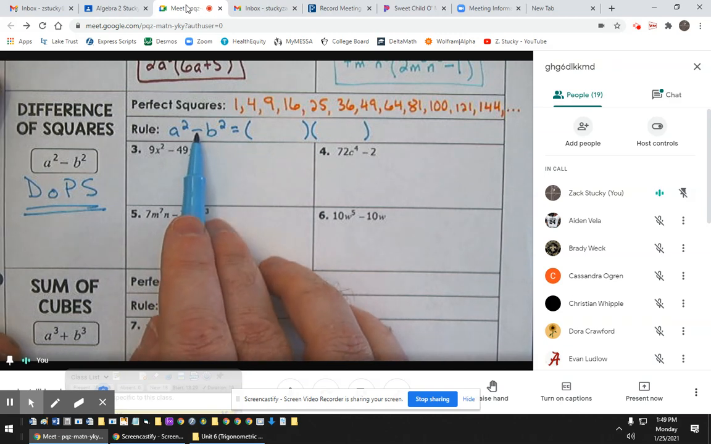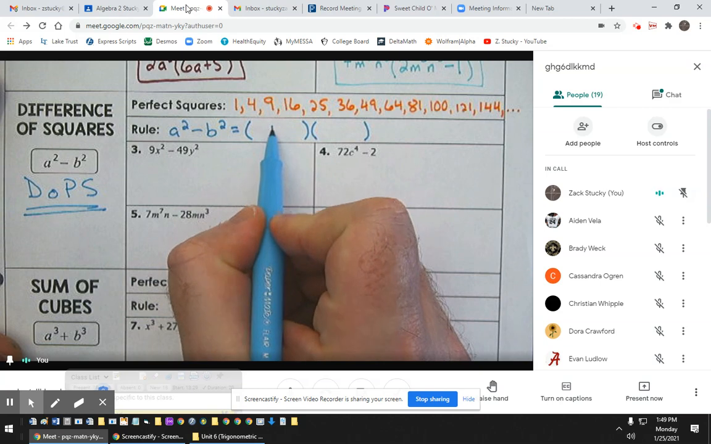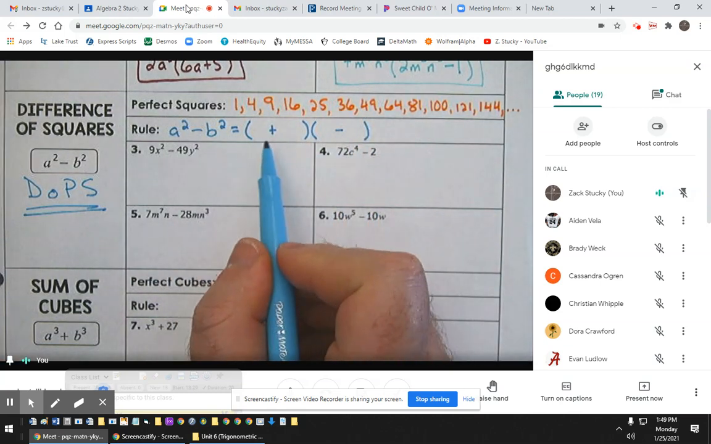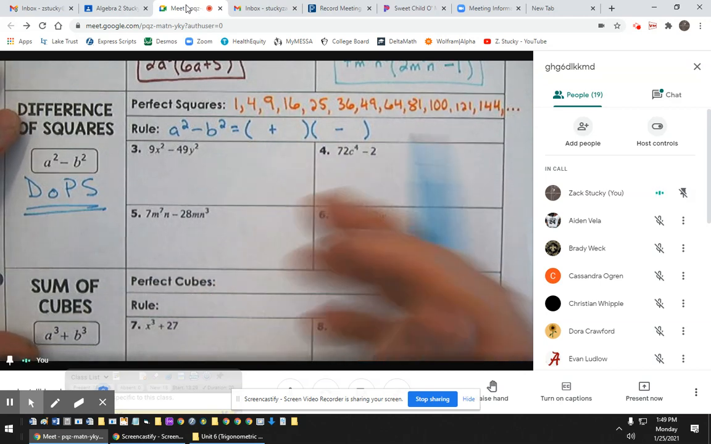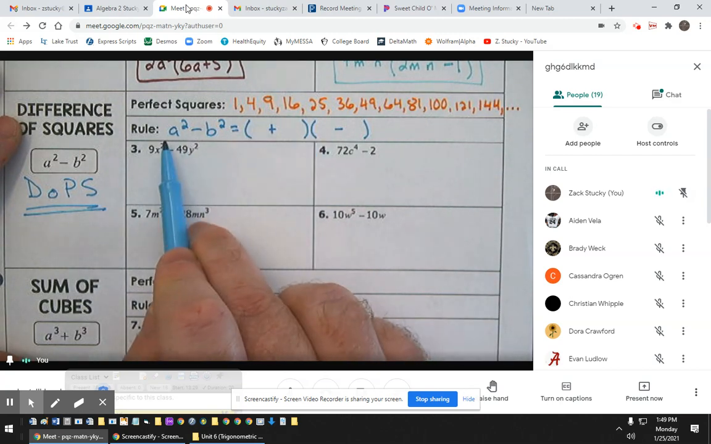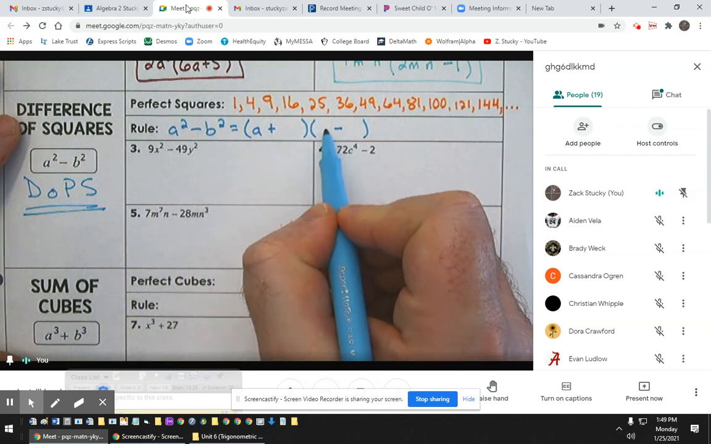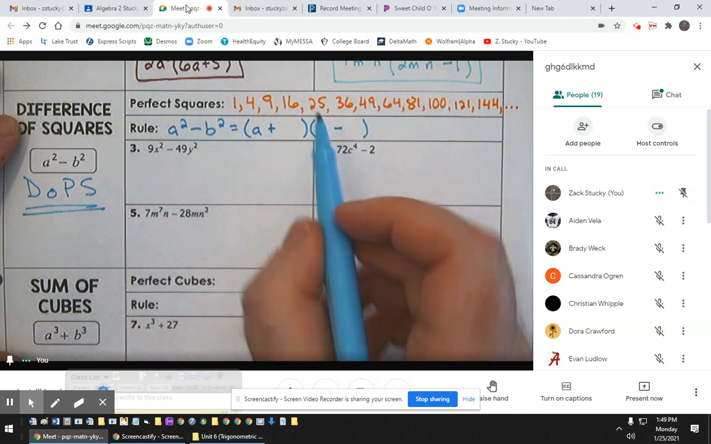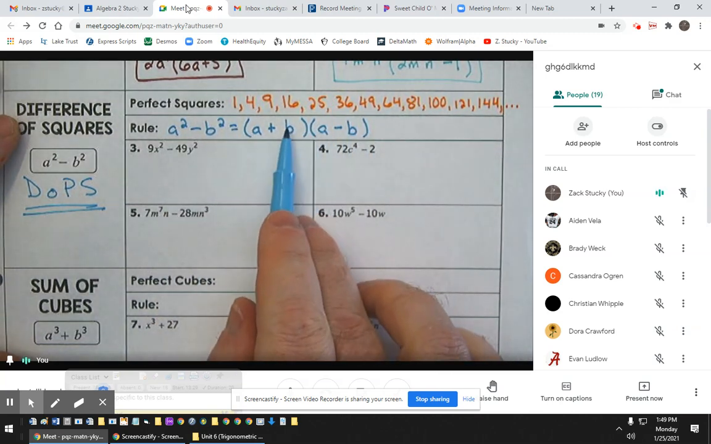Now, when it's dopes, does anybody remember what happens to the signs? One is a positive and one negative. Now, you don't have to put the positive one first. You can put the negative one first. That's fine. Now, the rest of this, just think about what makes sense. What times what would make A squared? A. So this is an A, and this is another A. What times what would make B squared? B and B.